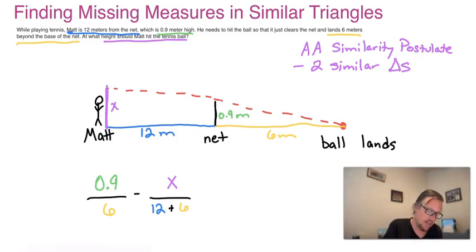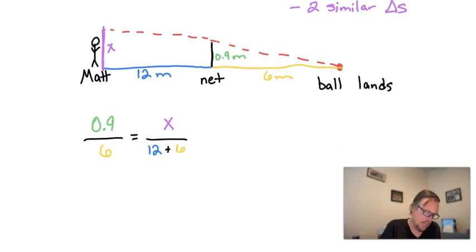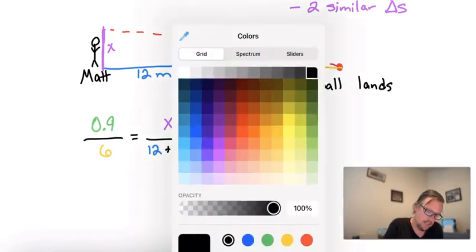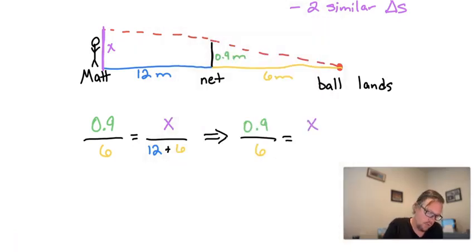So it's that entire distance there that is the base of the large triangle. And because these two triangles are similar, these ratios should be equal. They should be in proportion. Okay, so I'm going to go ahead and combine my like terms here. 12 plus 6, of course, is 18. So when it's all said and done, we will have 0.9 over 6 is equal to x over 18.